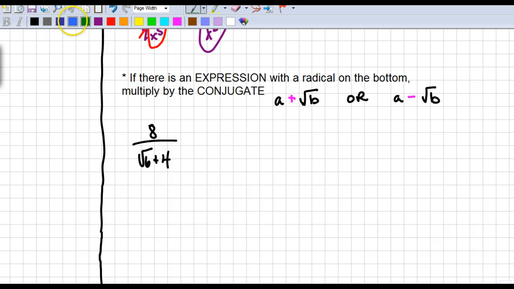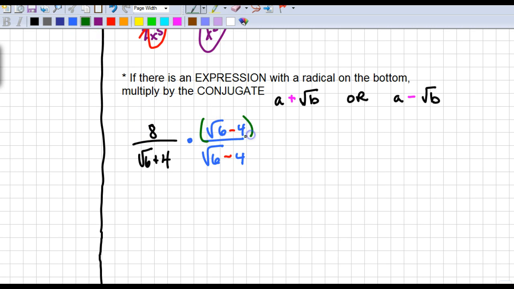So the one that we're doing here for our example has a plus, so I'm going to use a minus instead. So I'm going to keep those same bottom numbers the way they are, but instead of a plus I'm going to put a minus. Notice that the top number is not involved at all here. I'm not going to utilize anything about the 8 to move forward.